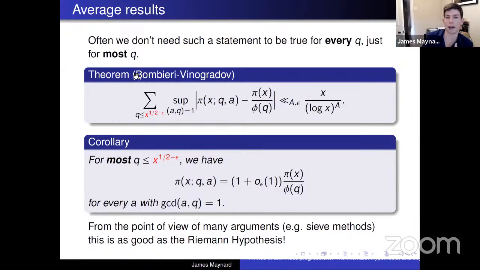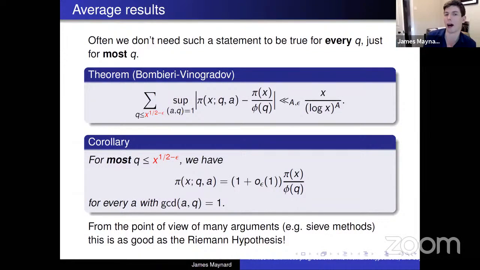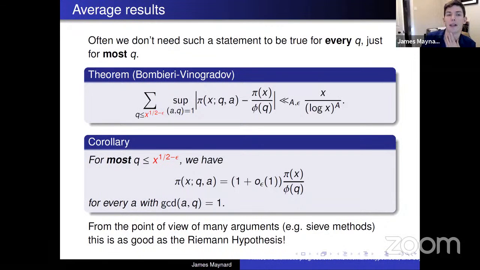So this is quite satisfying: even though we very quickly run into very difficult problems connected to the Riemann hypothesis if we try to prove things unconditionally for each individual q, we can actually get unconditional results that are almost as good as the Riemann hypothesis for applications if we allow ourselves to look for most q.